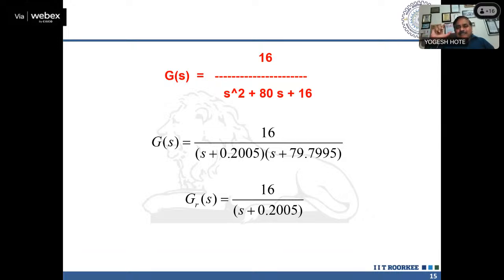What I'm thinking at this juncture is that we cannot discard this s plus 79.5. Although we discard it, there is some effect there. That effect we have to merge.